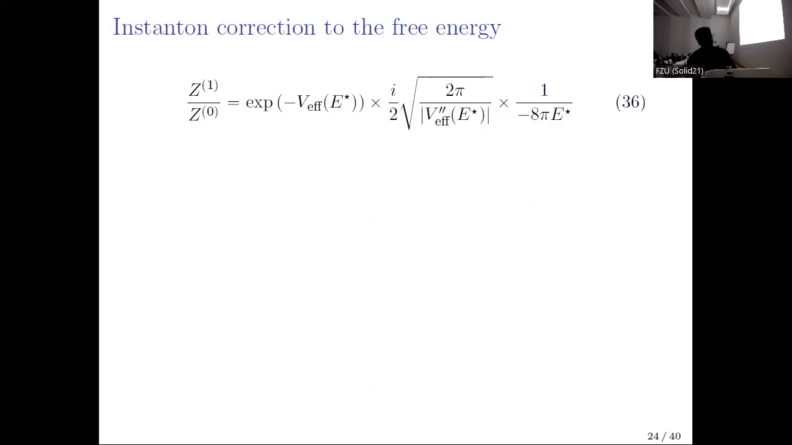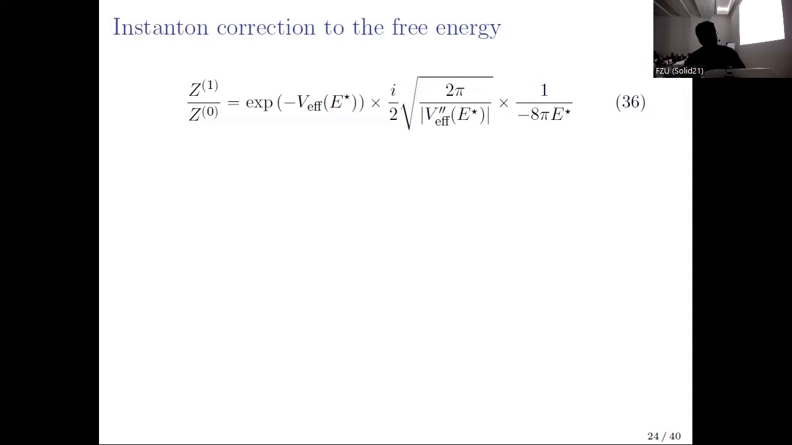I will explain this i over 2 in a bit. And the non-trivial part of this whole calculation is this extra factor here, this minus 1 over 8 pi E star. If you want, I can tell you the details about this factor later, but it's not super relevant for the main message of the talk. So just believe me, there is also this factor, but the first two terms are kind of intuitive. There's this Gaussian integration term and just the on-shell action term.